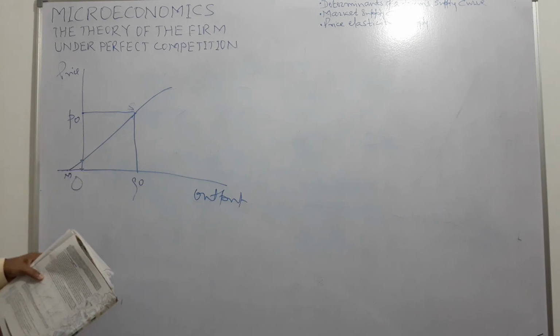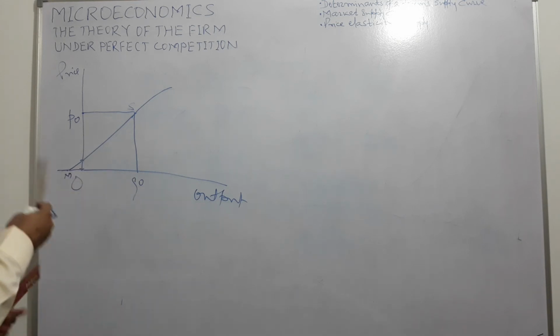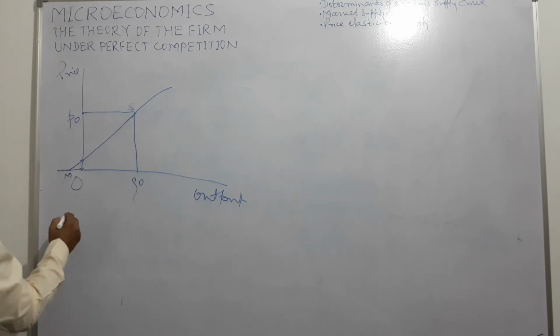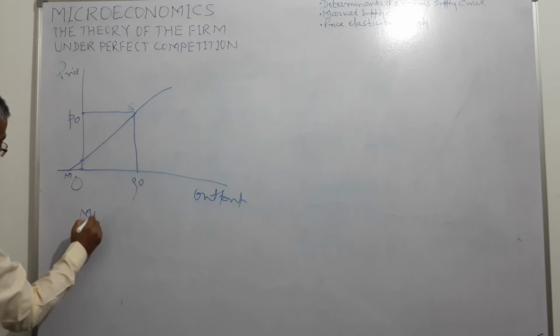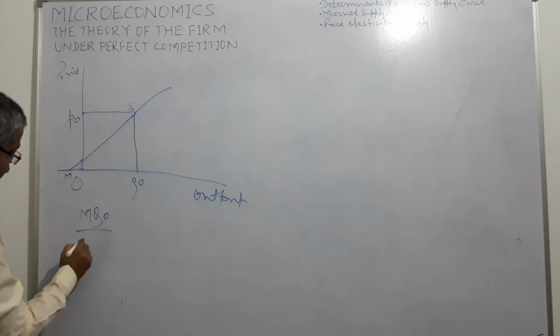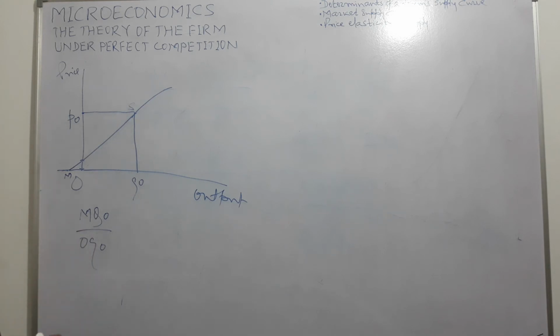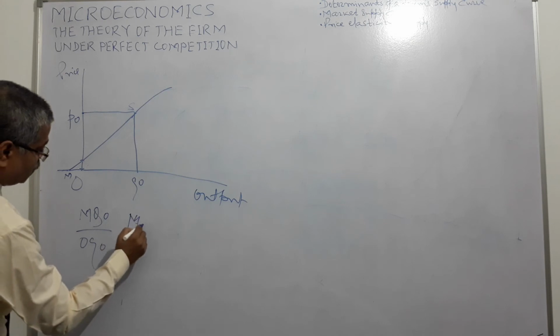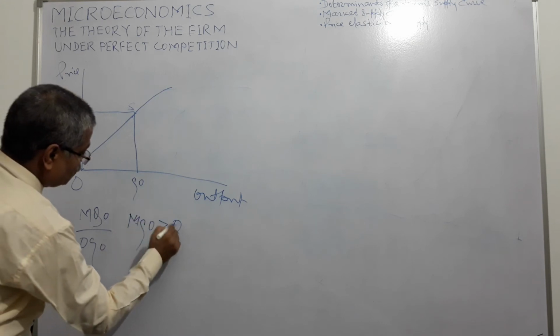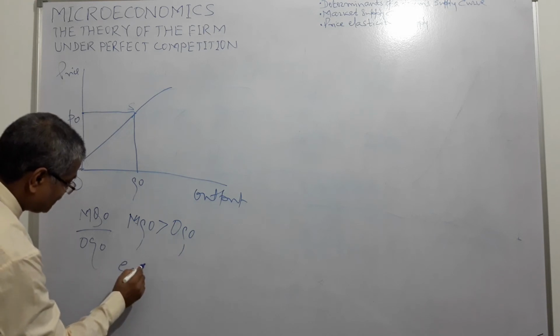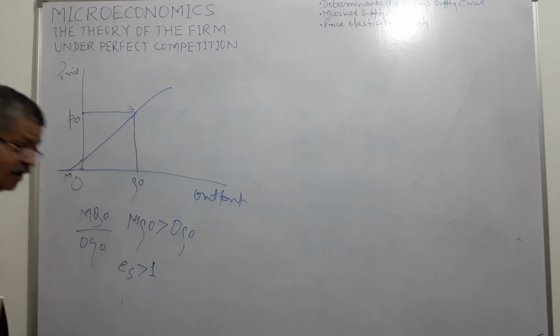So price elasticity of supply is calculated as MQ0 upon OQ0, right? MQ0 upon OQ0. So here you will find MQ0 is greater than OQ0. So what happens? Price elasticity is greater than 1, right?